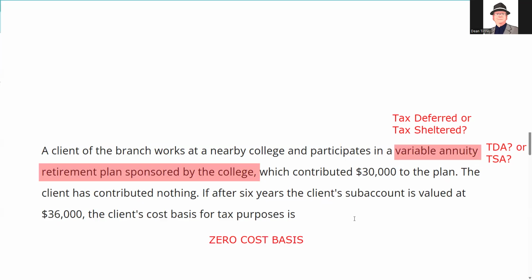Now be careful. The person who submitted this perhaps said the cost base was 30. And if this was just something you funded on your own, and I put $30,000 in after tax, money I already paid taxes on, my cost basis would be 30. You'll get either version of this. It's more likely, by the way, you're going to get the version that isn't the TSA sponsored by employer, but rather a non-qualified retirement plan that you would get using after-tax money on your own called a tax-deferred annuity.